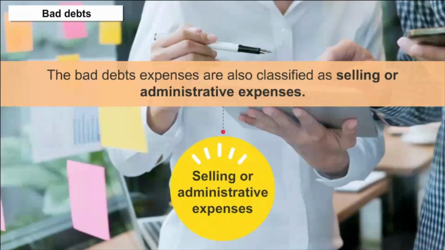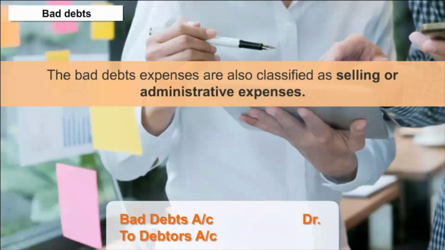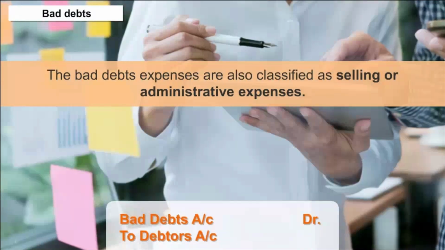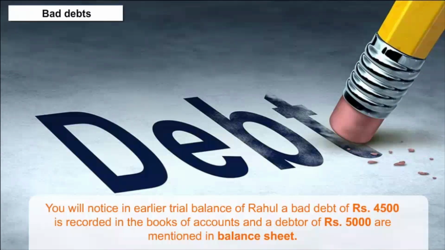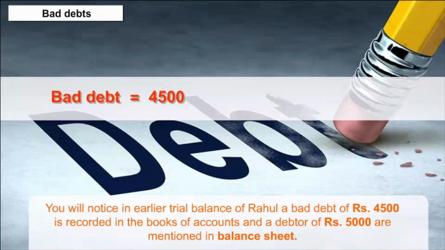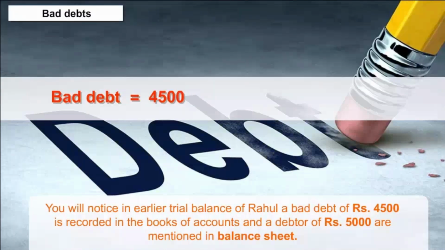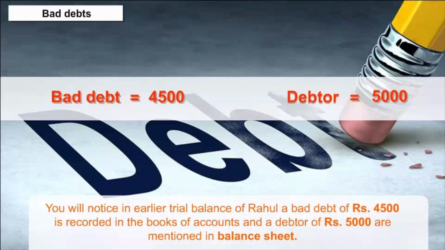The entry for bad debts accounts is done as bad debts account debited to debtors account. You will notice in the earlier trial balance of Rahul, a bad debt of 4,500 rupees is recorded in the books of accounts and a debtor of 5,000 rupees is mentioned in the balance sheet.